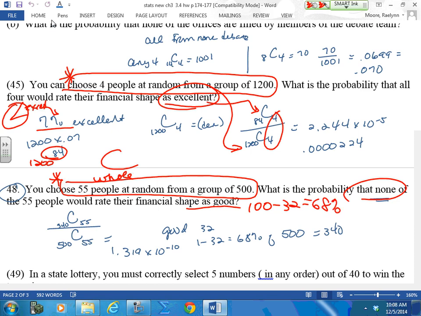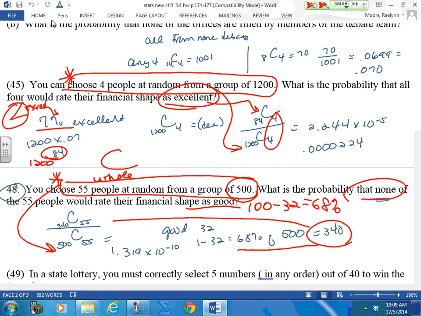68% are going to say none, that they didn't rate it as good. 68% of 500. Of 500, right. They changed the problem. They went from 1,200 to 500. So 68% of 500 is 340. Of the whole, this is the part that said it's not good. Okay? It's anything but the good. So now, here's your bottom number. Any 55 from the 500. Here's your top number. Out of those 340, I want groups of 55. It seems so easy when you do it. But those are the steps you have to walk through.